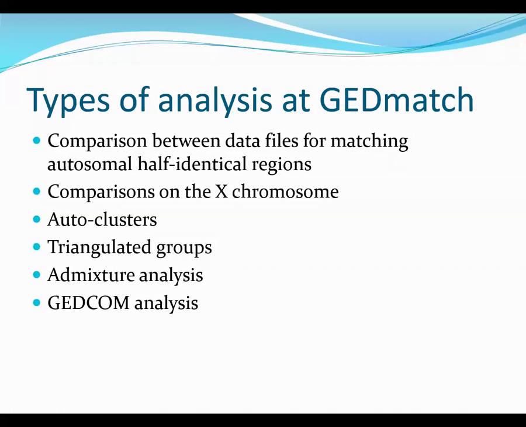You can find all these matches you've linked to WikiTree on various different one-to-many features at GEDmatch. So there are basically 6 different types of analysis that you can do at GEDmatch, and I've included those here. You can look for matching segments on the autosomes. You can look for matching segments on the X chromosome. You can do autocluster analysis, look for triangulated groups, which is where people share the same DNA segment with each other. You can also look for admixture, which is sometimes referred to as ethnicity estimates or biogeographical analysis. And I will not be talking about that particular feature very much in this presentation because of lack of time. You can also do GEDcom analysis, which is where we're comparing GEDcoms to each other.